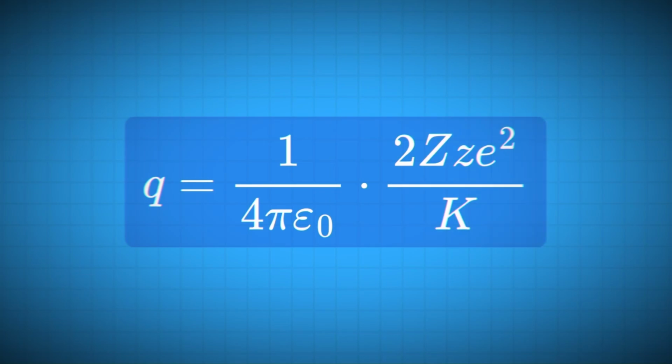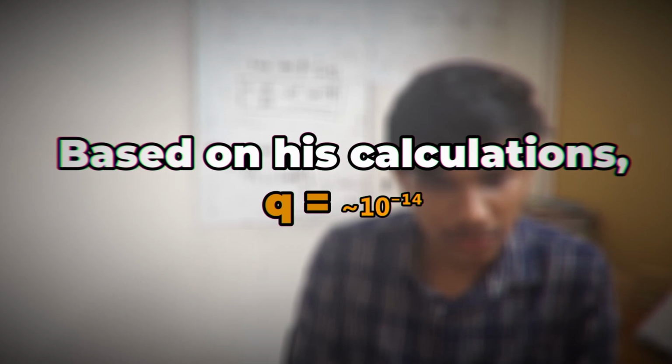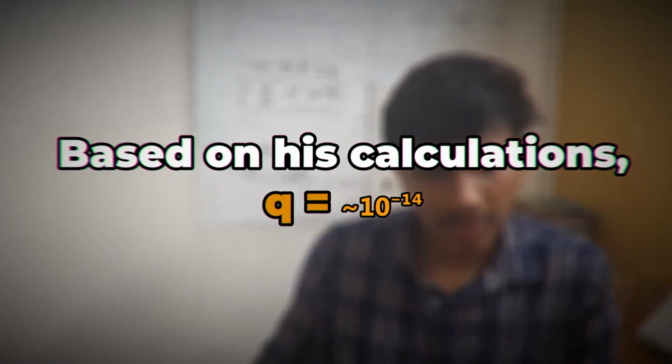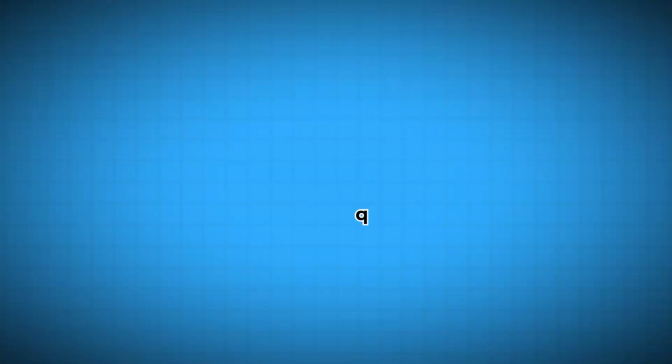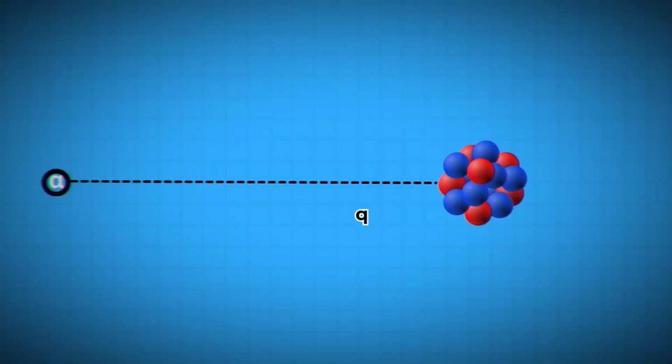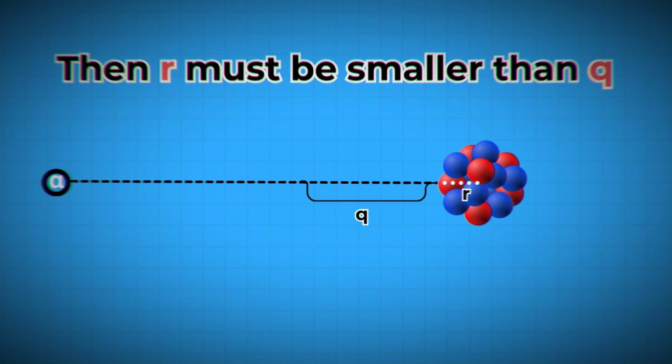How does this even remotely connect to the actual model of an atom, let alone the nuclear radius? Based on his calculations on Q, which came out to be in the ballpark of 10 raised to minus 14 meters, he was able to get an upper limit for nuclear size. Because the distance of closest approach Q represents a point where the alpha particle's initial energy is completely converted into electrostatic potential energy, causing it to momentarily stop and then reverse direction. So since the alpha particle doesn't penetrate the nucleus at this distance, the actual physical size or the radius of the nucleus must be smaller than the calculated Q.